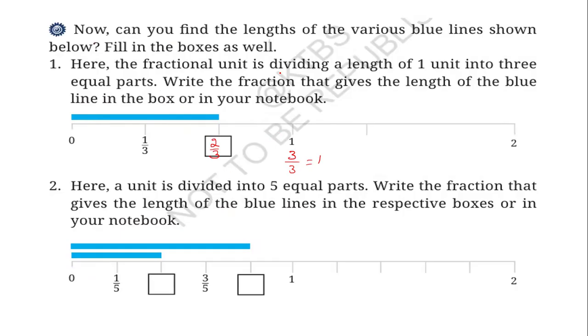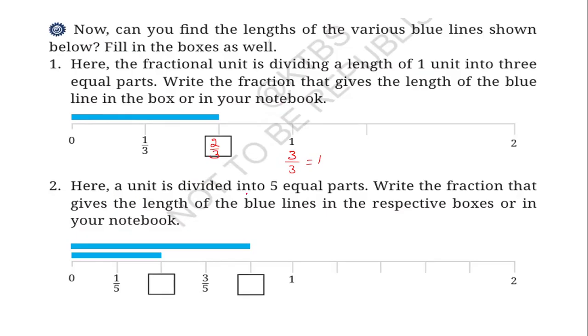Here the fractional unit is dividing the length of 1 unit in 3 equal parts. Write a fraction that gives the length of blue line in the box or in your notebook. I write it. Try you also. Next.